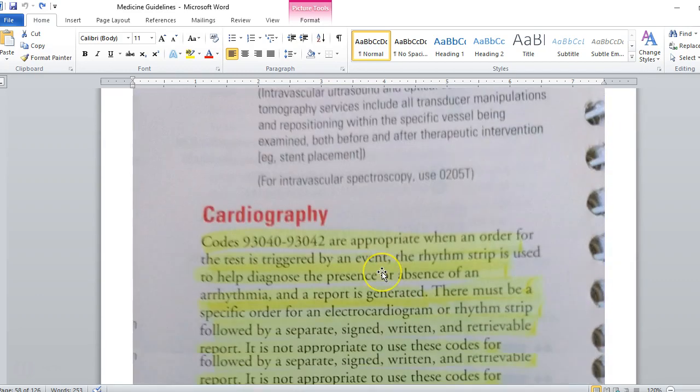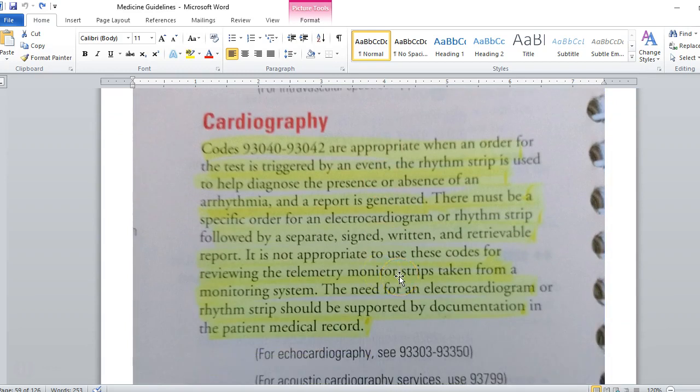Now, under cardiography, again, these are going to be our ECGs, but this is also going to be the cardiovascular stress tests. So the first thing it tells us is codes 93040 to 93042 are appropriate when an order for the test is triggered by an event. The rhythm strip is used to help diagnose the presence or absence of arrhythmia, and a report is generated. So again, a lot of times the event is things like heart palpitations, or myocardial infarction, or not feeling well. There can be so many different reasons why we're doing that, trying to find the arrhythmia.